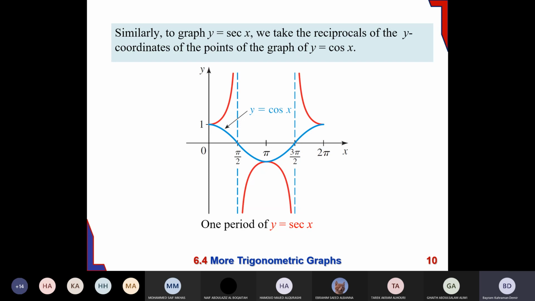In the cosine, one x-intercept is pi over 2 here, and another x-intercept is 3 pi over 2. So that means these are two asymptotes between 0 and 2 pi. In one period here, we have two asymptotes for secant.